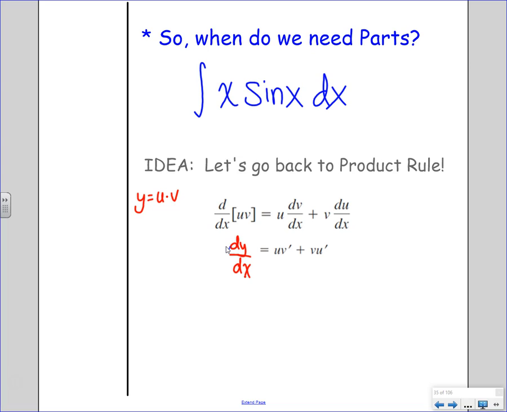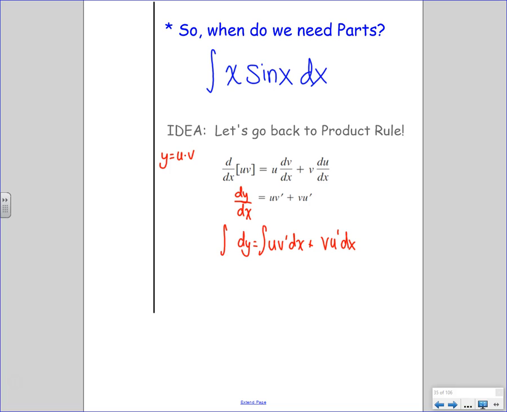What if I wanted to solve a differential equation? What would I do? Multiply dx by both sides, so I have dy equal to u v prime dx plus v u prime dx. I'm just distributing. So I could go ahead and integrate both sides. Technically, if I take the integral of the right side, by the sum property, couldn't I take the integral of both pieces? On the left, wouldn't I have the integral of 1 dy, which is just y?